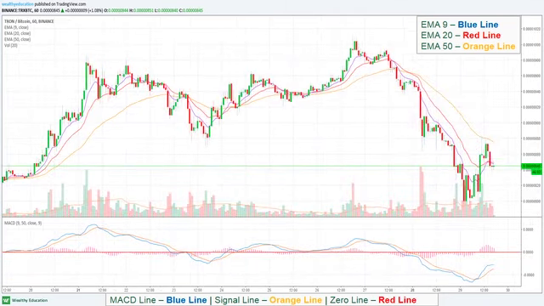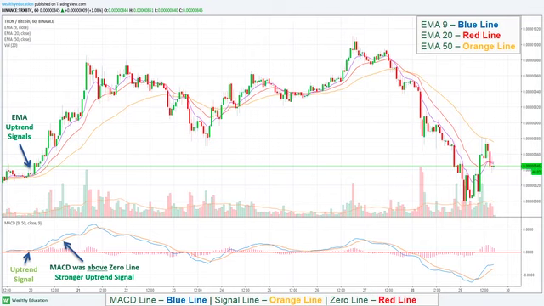Okay, now let's have a look at another example. As you can see on the screen, we had an uptrend signal here when the MACD line, or the blue line, crossed above the signal line, or the orange line. The EMA 9 also crossed above the EMA 20, and the MACD was above the zero line, so we could easily guess that this was a strong uptrend.